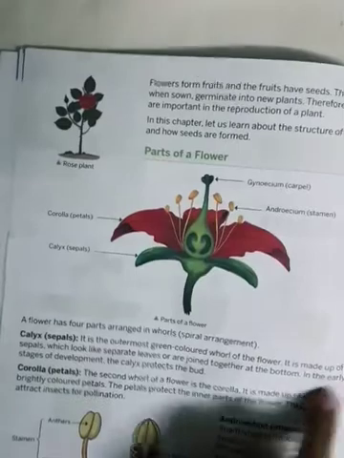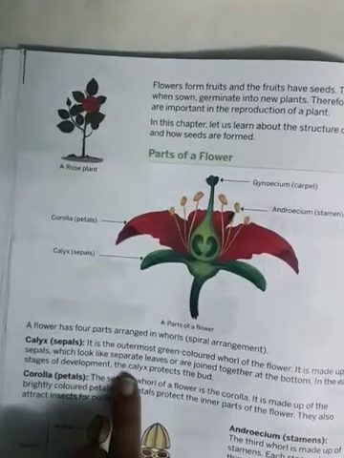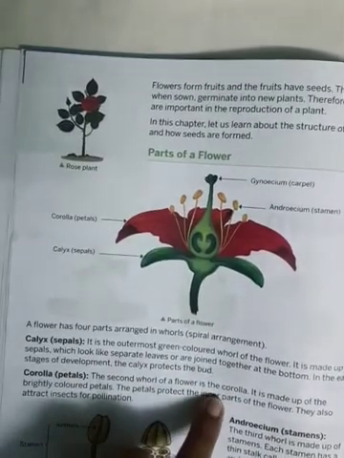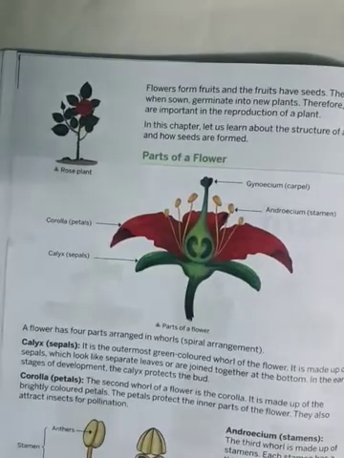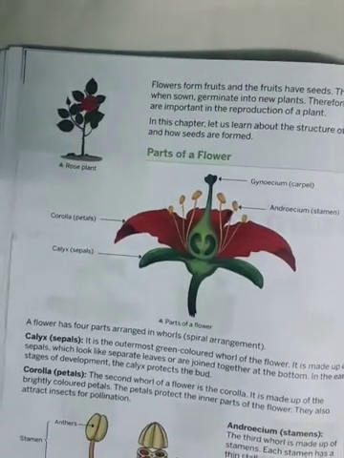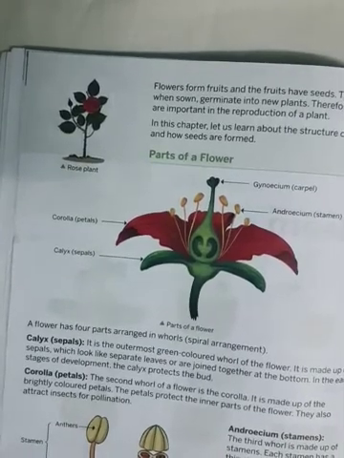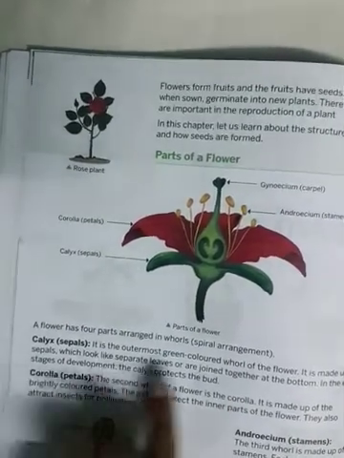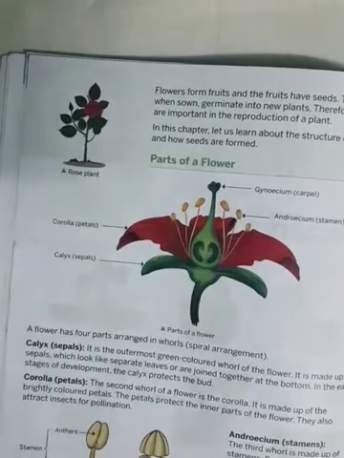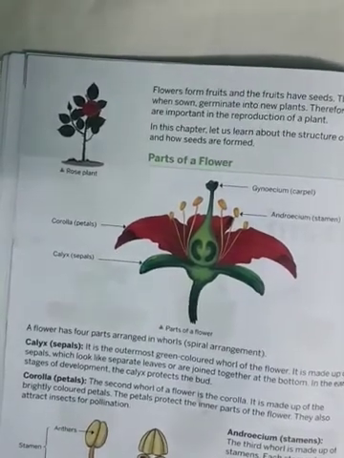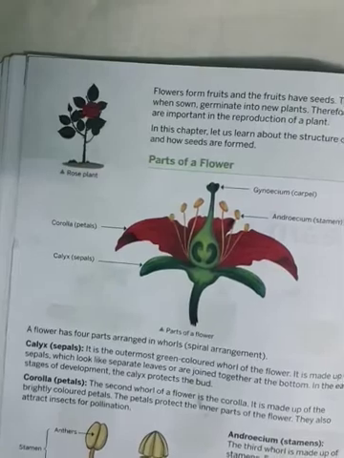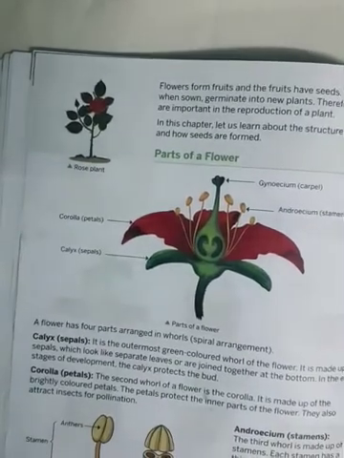Okay. In the early stages of development, the calyx protects the bud. Now, what is a bud? Bud is the elementary stage of a leaf or a flower, and the calyx protects the bud. Bud is the one which may further develop into a flower, and the calyx protects that.